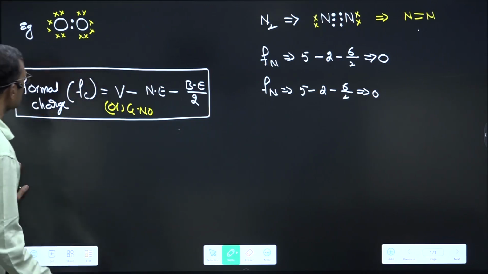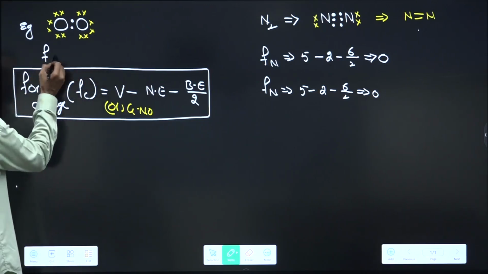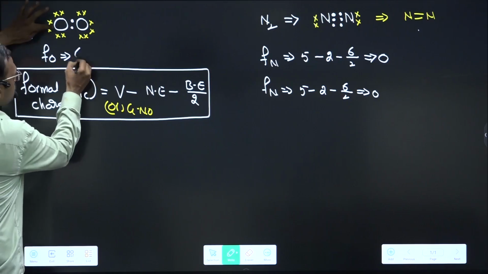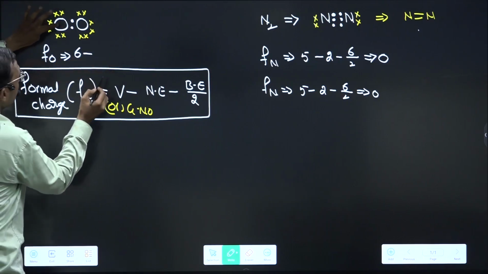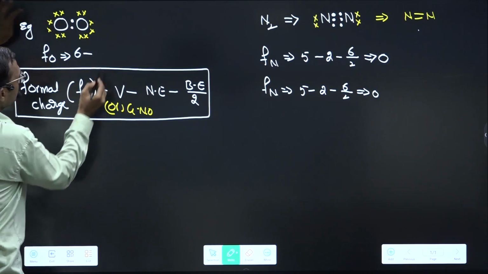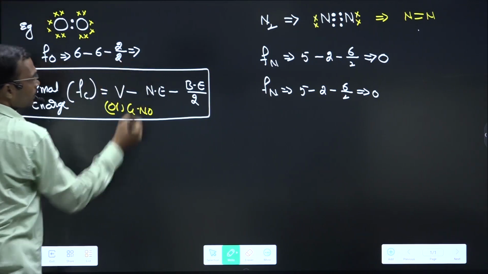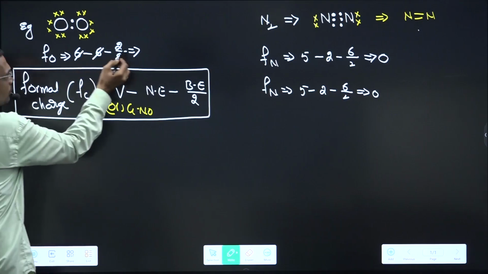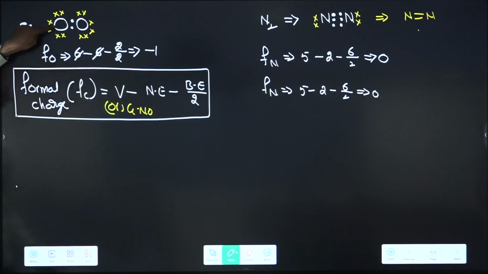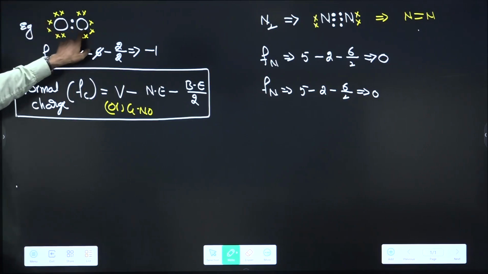What about the formal charge of oxygen? See, formal charge of oxygen. Oxygen belongs to which group? 6th group. How many non-bonding electrons on this oxygen? 6 electrons. Minus how many bonding electrons? 2 by 2. Then what is the value? 6, 6 get cancelled. You will get -1. Now this oxygen carries which charge? -1. This oxygen carries? -1.